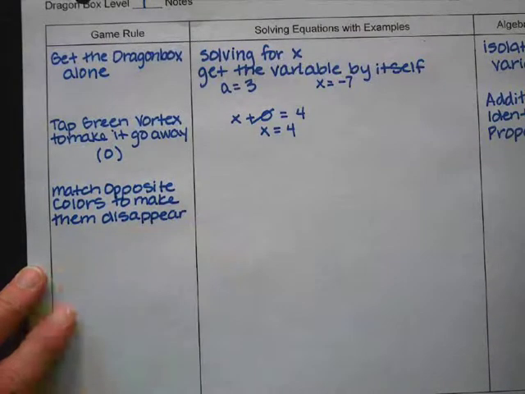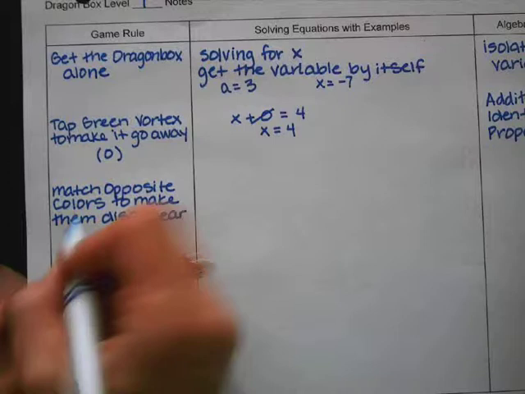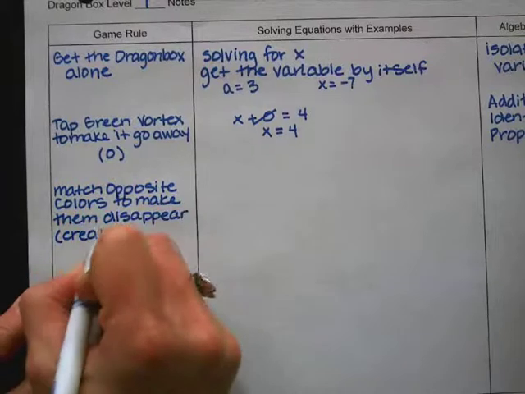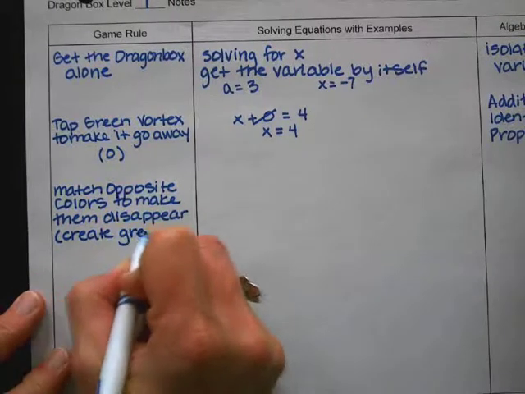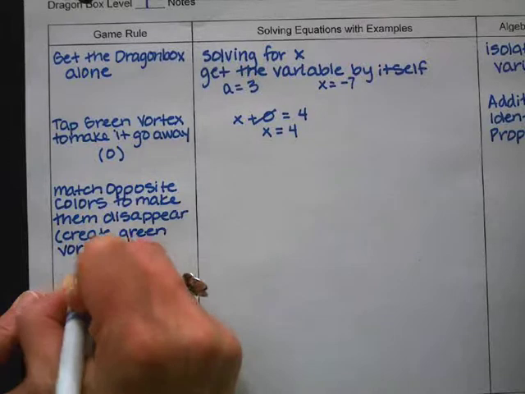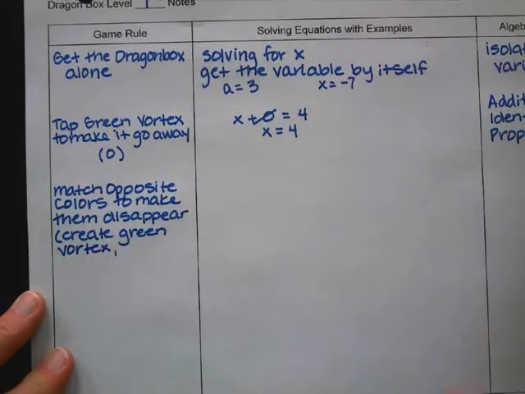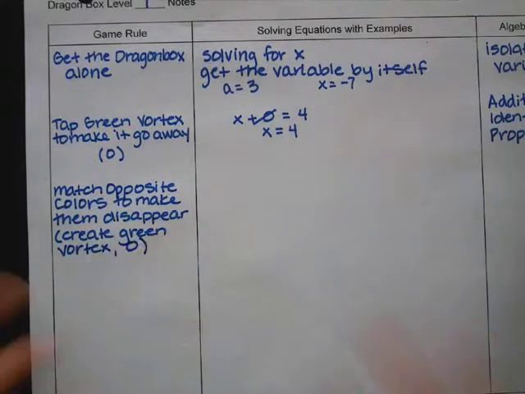And actually, do they really disappear? They create what? They create the green vortex, which now in our brain, we see green vortex and we think 0. But that's a huge power that we learned.